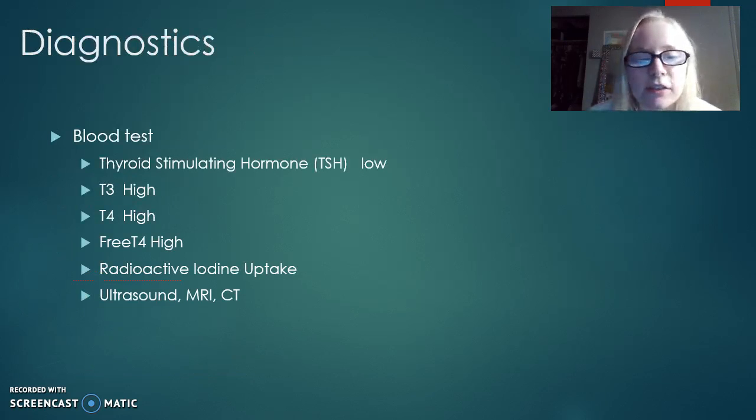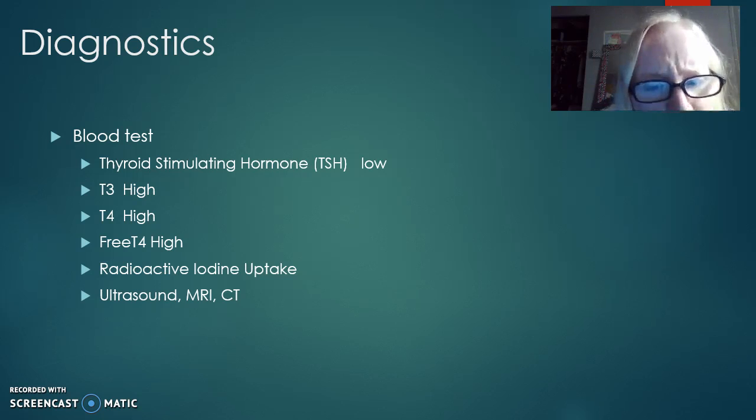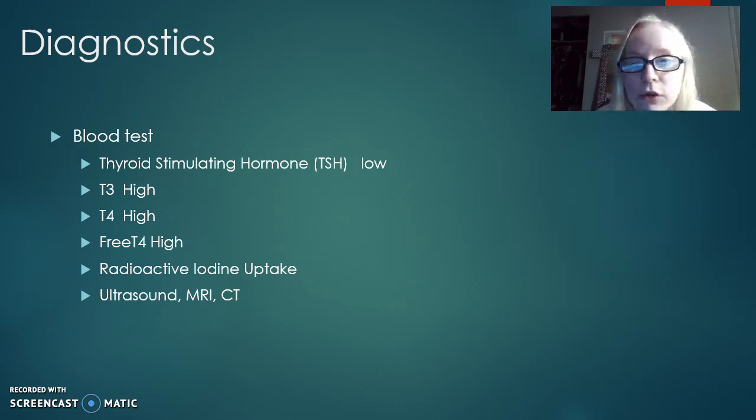The diagnostics of Graves' disease include blood tests, such as testing the thyroid-stimulating hormone, T3, T4, and free T4. It's expected that T3, T4, and free T4 will be high, and then the thyroid-stimulating hormone will be low due to the overproduction of those other hormones. And then there's also a radioactive iodine uptake test that's possible. Could be followed up with ultrasound, MRI, CT to rule out other possible diagnoses.